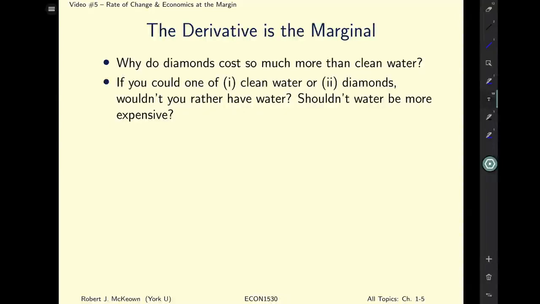Now, the question that perplexed Adam Smith was, why do diamonds cost so much more than clean water? Clearly, clean water is more valuable to us than diamonds, right? If you don't have water for 1 or 2 days, you're probably going to be willing to trade me quite a few diamonds in exchange for water, right? Going thirsty becomes very, very painful. And so on that note, shouldn't water be more expensive? So think about it for a second.